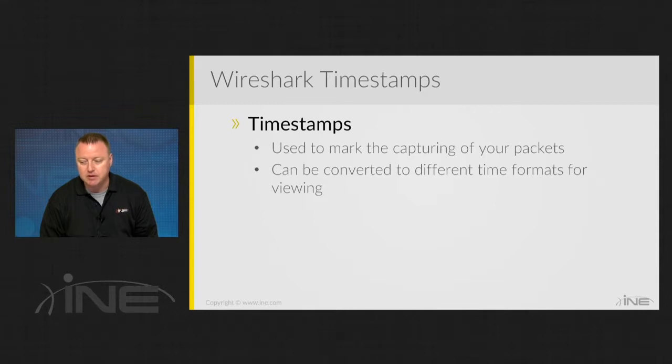One of the best ways to do this is to use NTP and configure your system with a solid time source. And when you do that, you will at least know that what Wireshark is capturing and timestamping is accurate. That being said, timestamps are used to mark the capturing of your packets, and you can convert to different time formats, which we'll do in this module. We'll take a look at the difference between certain settings that you can change and why you would use one over the other as an example.